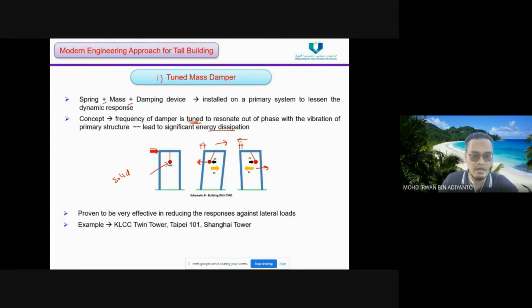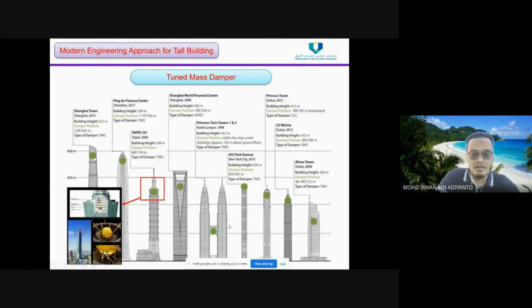For example, we have mass dampers in KLCC Wind Tower, Taipei 101, and the Shanghai Tower. And okay, so you can see here several tall buildings in the world which use the tuned mass damper to deal with the wind load.